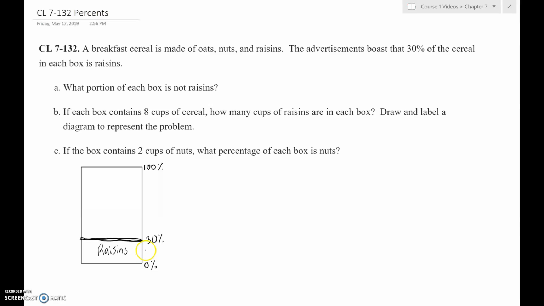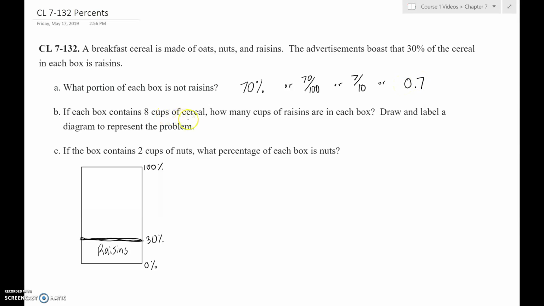Well, if we've got 30% raisins, what percentage is not raisins? Well, we have 70% is not raisins. Or 70 hundredths. Or 7/10. Any of those portions work. Representations of portions: percents, fractions, or decimals. So what portion is not raisins? 70%, 70 hundredths, 7/10.